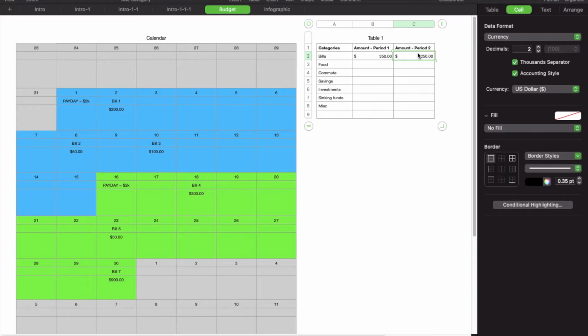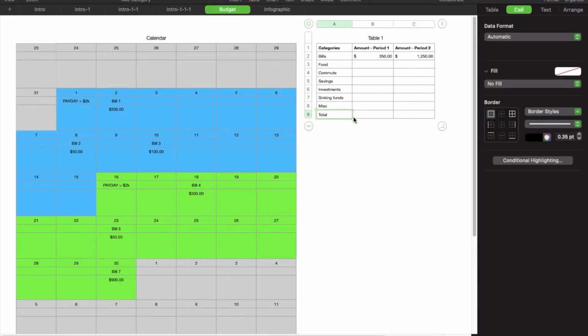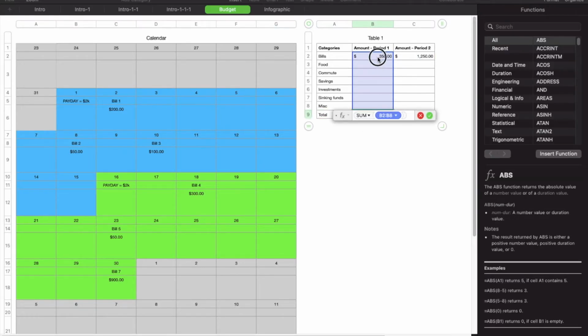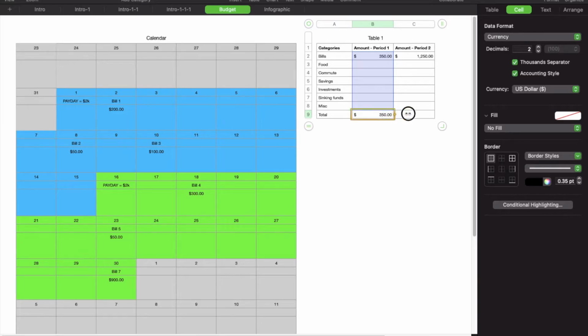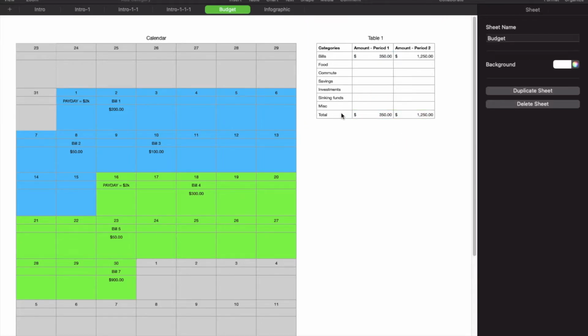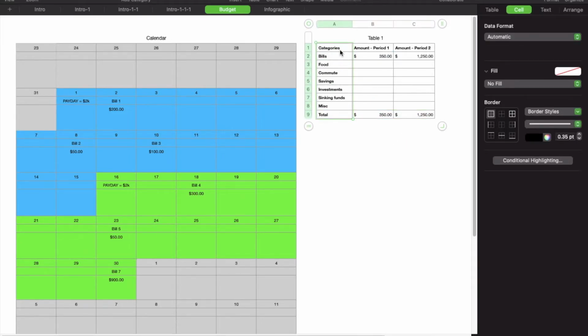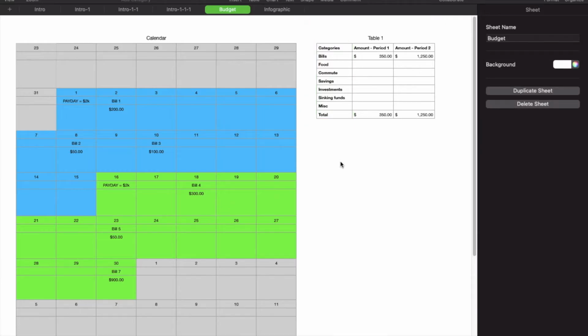We're also going to need a row that shows the total amount of money budgeted per period. And while we're at it, let's go ahead and pretty things up a little. Now, there's an obvious disparity between the amount we're putting towards bills in period 1 and the amount we put towards bills in period 2.